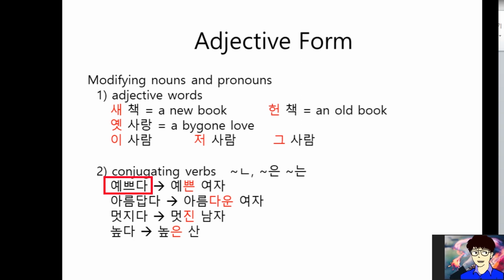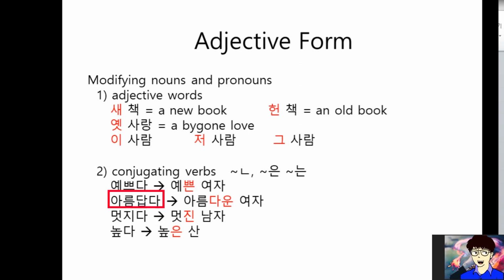But if you want to say a pretty woman, in that case, you can change 예쁘다 into 예쁜. Then it is pretty. Okay? So 예쁜 여자. 여자 is a woman. So 예쁜 여자. So 예쁜 is adjective form.